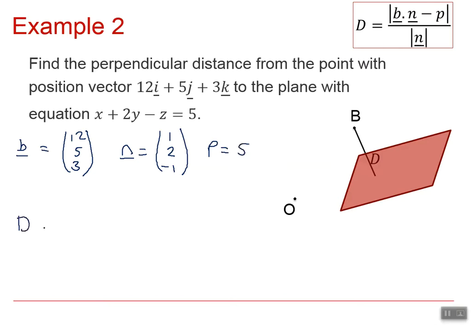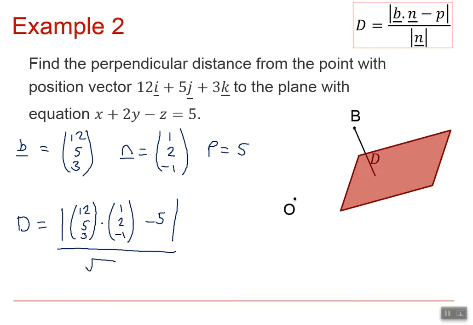So again, it's just a case of substituting these into the equation. So it's going to be b dot n, subtract p, all over the square root of 1 squared plus 2 squared plus 1 squared. And if we do this calculation, we end up with 14 over root 6.